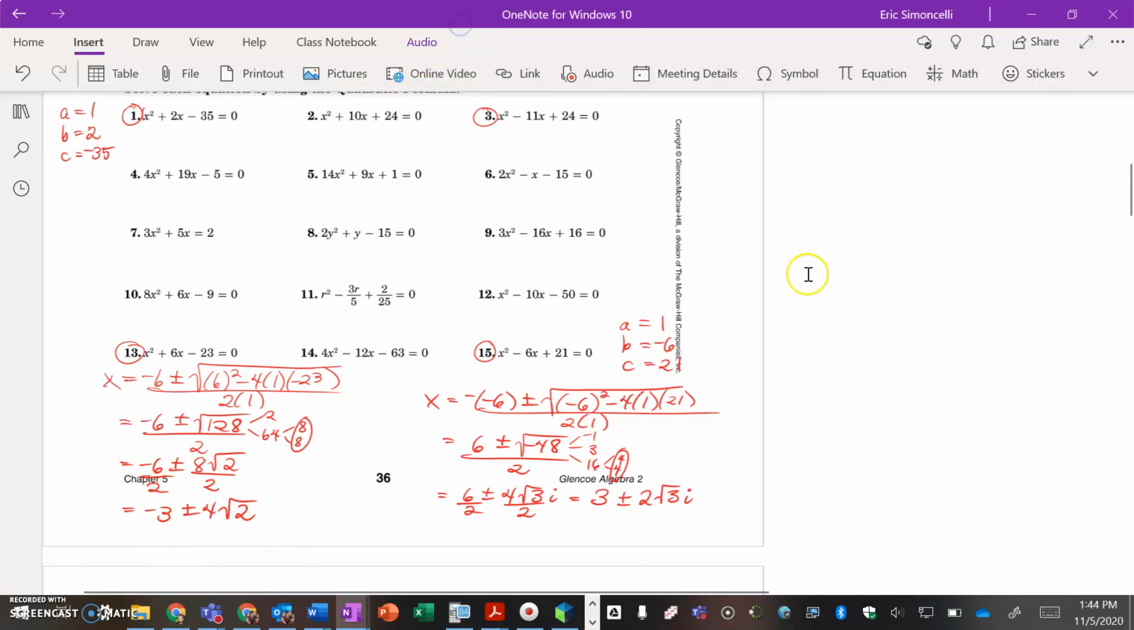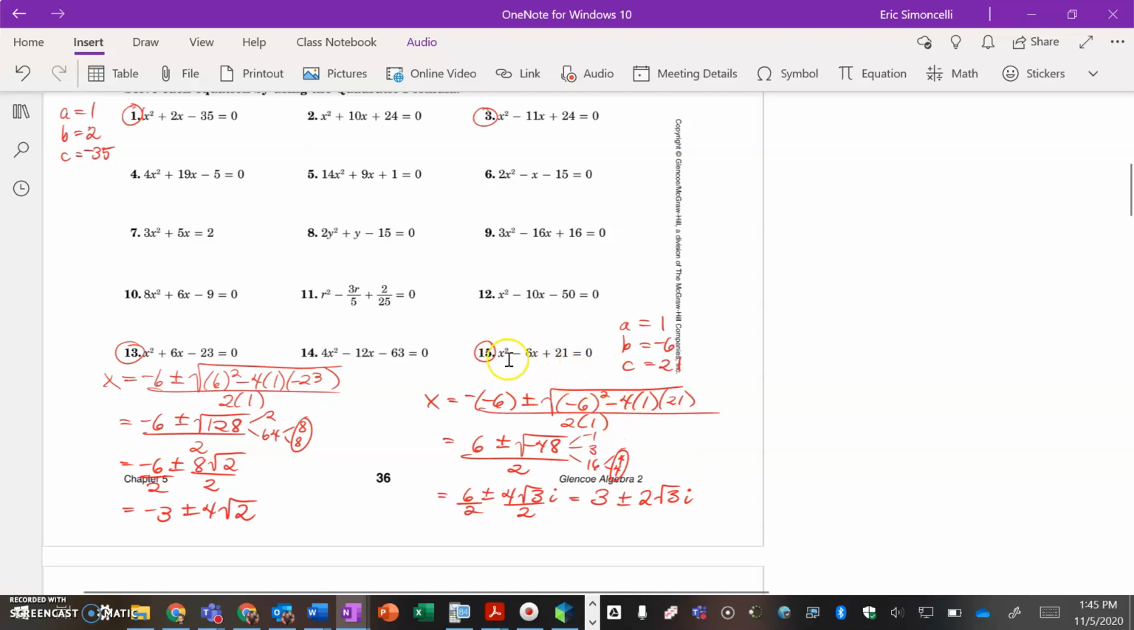I'd like to also take a look at number 15. The answer is somewhat different than the others, as you can already kind of see here. A is 1, B is negative 6, C is 21. So a negative of a negative 6 plus or minus the square root of negative 6 squared minus 4 times 1 times 21, all over 2 times 1. This quantity ends up actually being negative, which is fine in the context of imaginary roots, which we will end up getting here, but it's not fine in the context of seeing the x-intercepts on the graph.